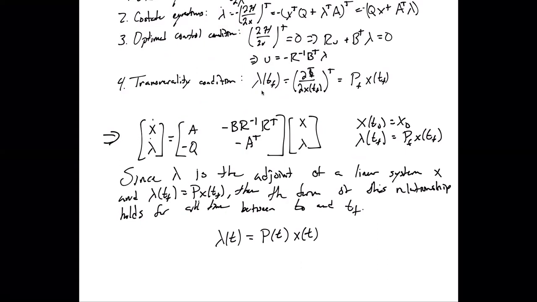So then let's take the derivative. Again, lambda is equal to P of T times X of T. We're going to take the time derivative of this. So this will give us lambda dot is equal to P dot, because it may change with time, plus P x dot.